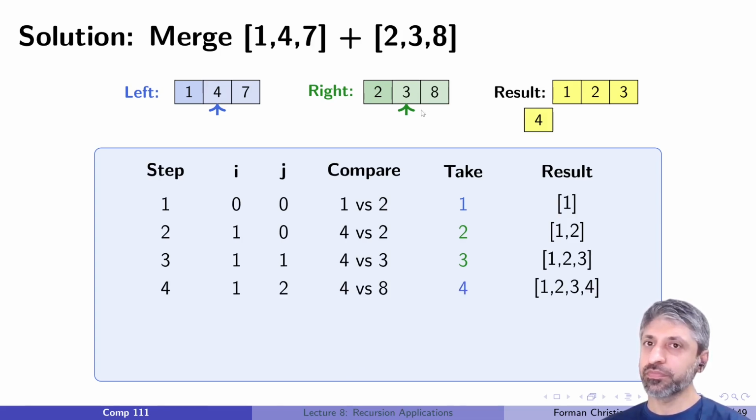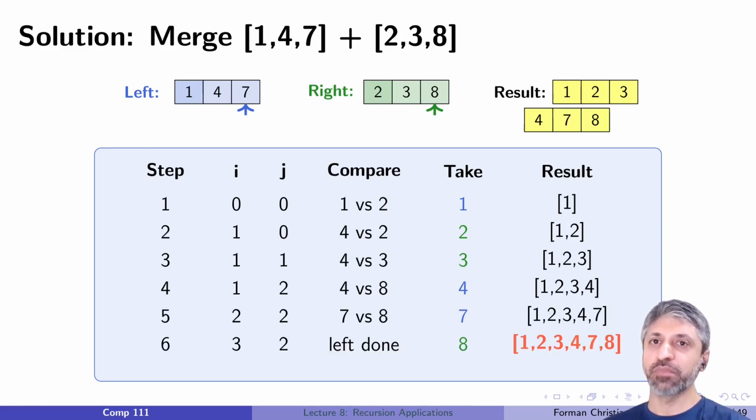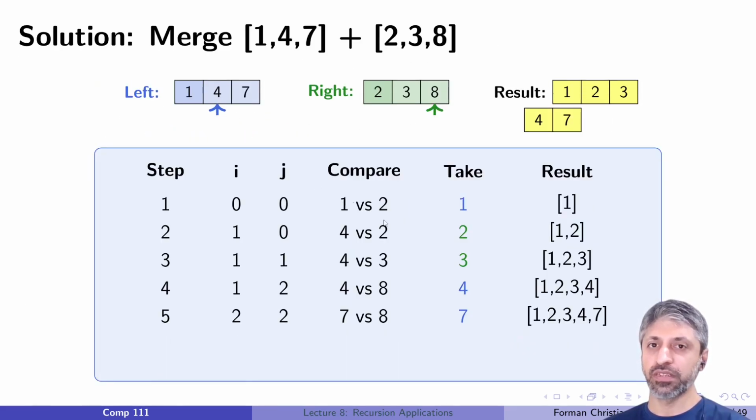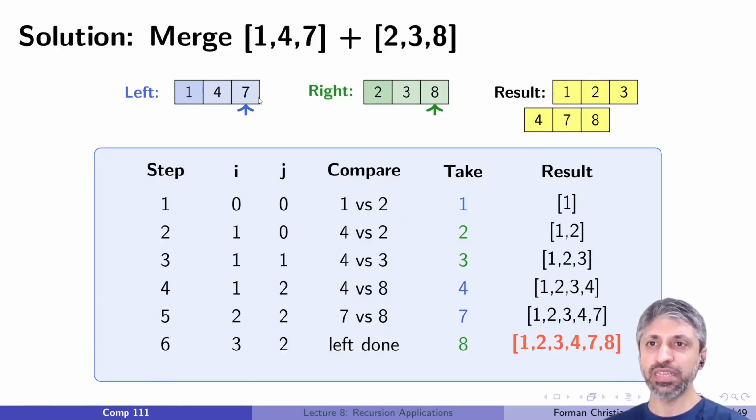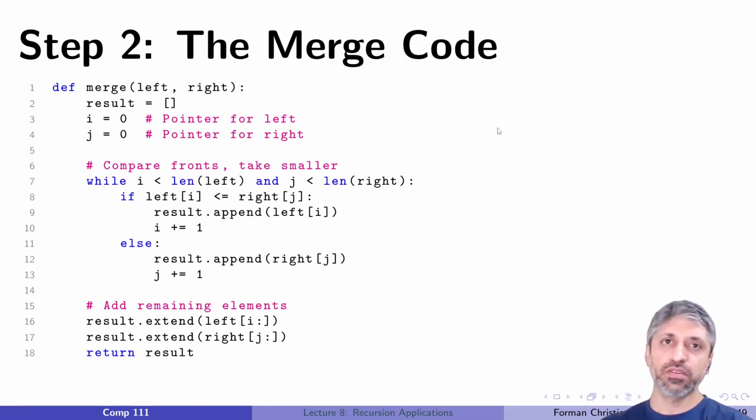and now we compare 4 and 8. 4 gets copied, then we compare 7 and 8. 7 gets copied, and then basically this list gets emptied. Here there's a bug, it doesn't show empty, but it's empty at this point. And the only item that's in the green list, that's 8, we copy that as it is, and we get our final list. Now let's turn that into Python code.